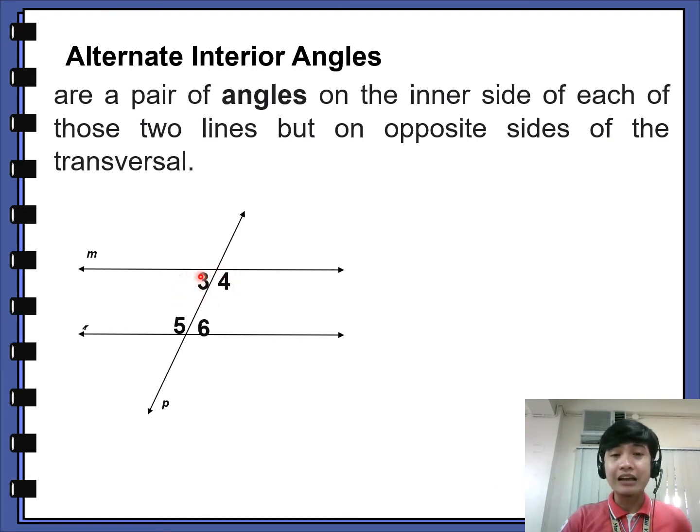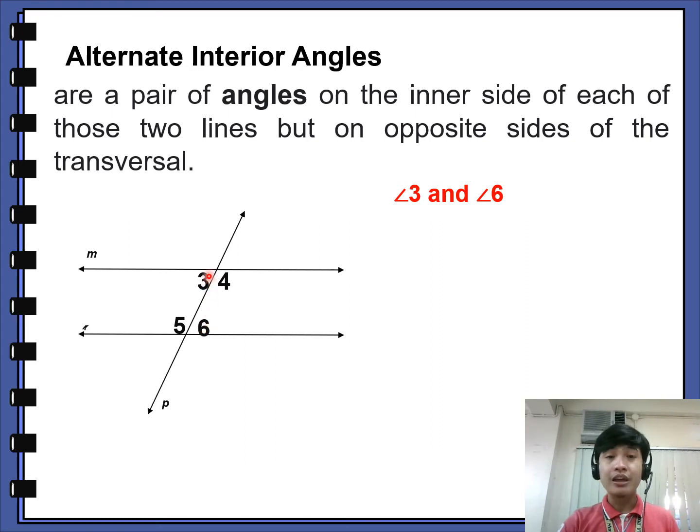Hindi rin pwede si angle 3 and angle 5. Why? Unang-una, non-adjacent ang hinahanap natin. Okay? Ang isang criteria na kailangan nating ma-satisfy dito, they must be lying on the opposite side of the transversal. So, hindi natin pwedeng sabihin na si angle 3 at angle 5 ay alternate interior angles because nasa same side sila ng transversal. So, sino po ang dapat nakapartner ni angle 3? That is angle 3 and angle 6.